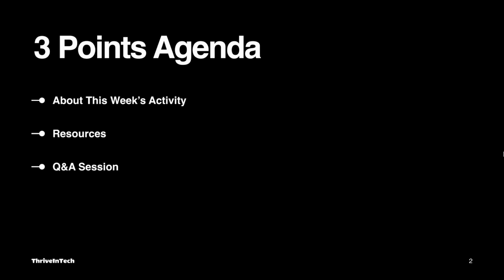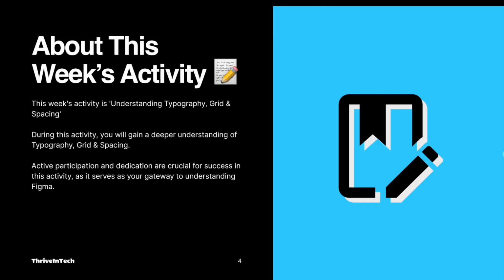As usual, we have a 3-point agenda. So, let's talk about what we are going to be doing this week. If you don't know what typography is, it is simply the fonts, the letters. For example, what you can read on the screen is typography, right? So when we're talking about typography, it's letters, text, what you can read. Typography has different sections, right? We have different types of typography.